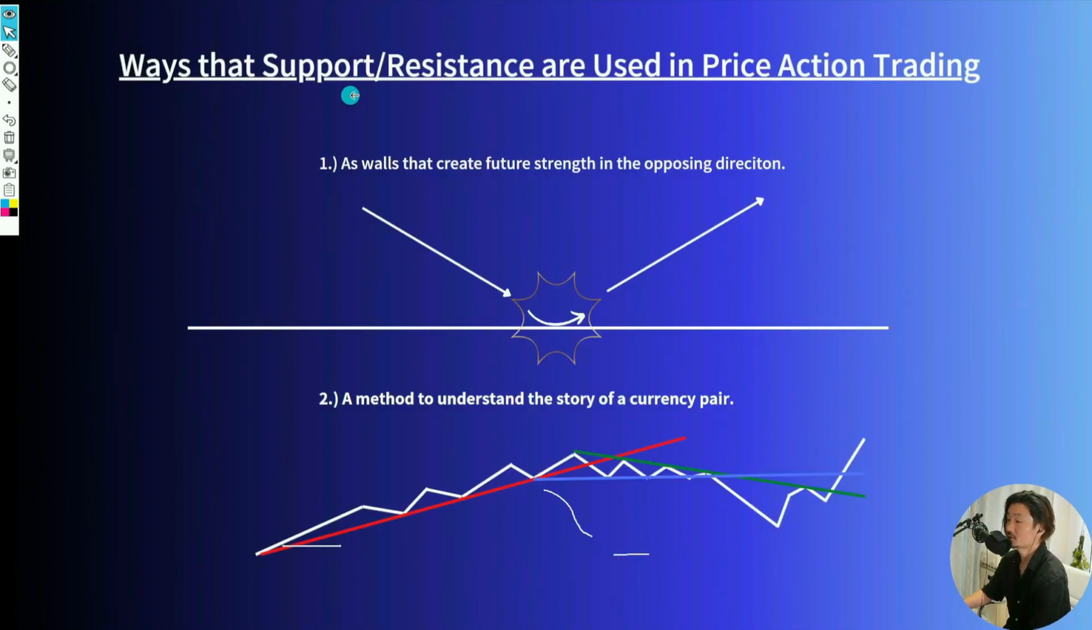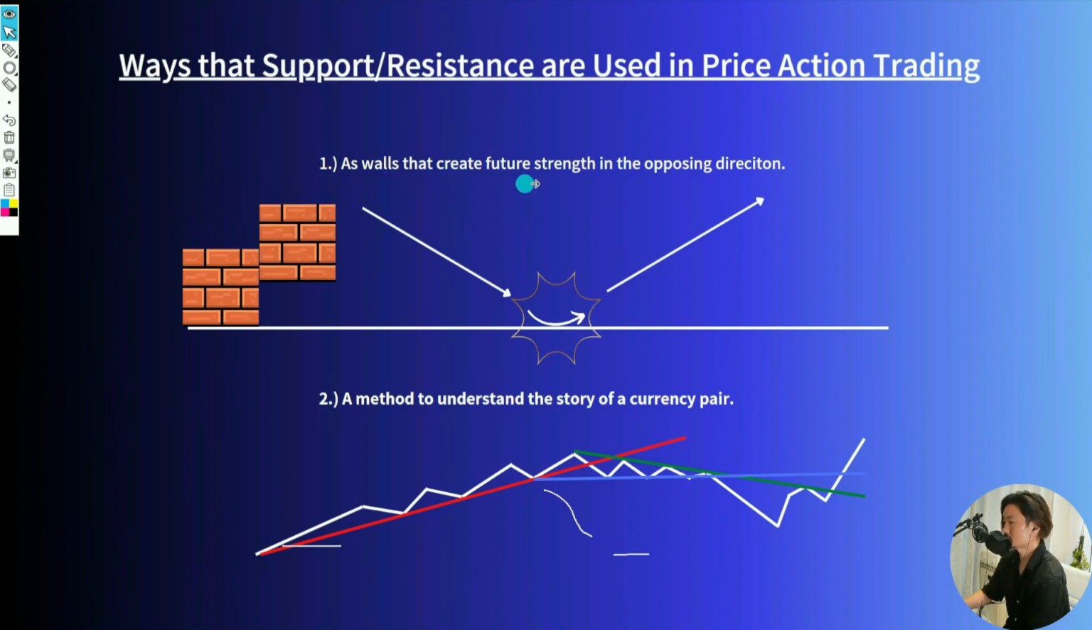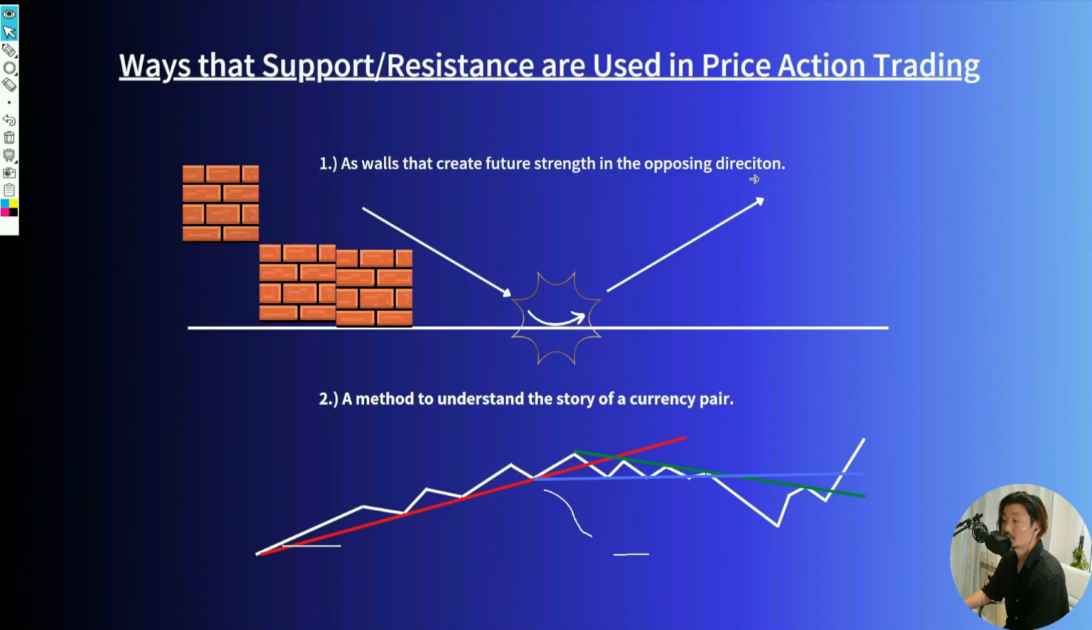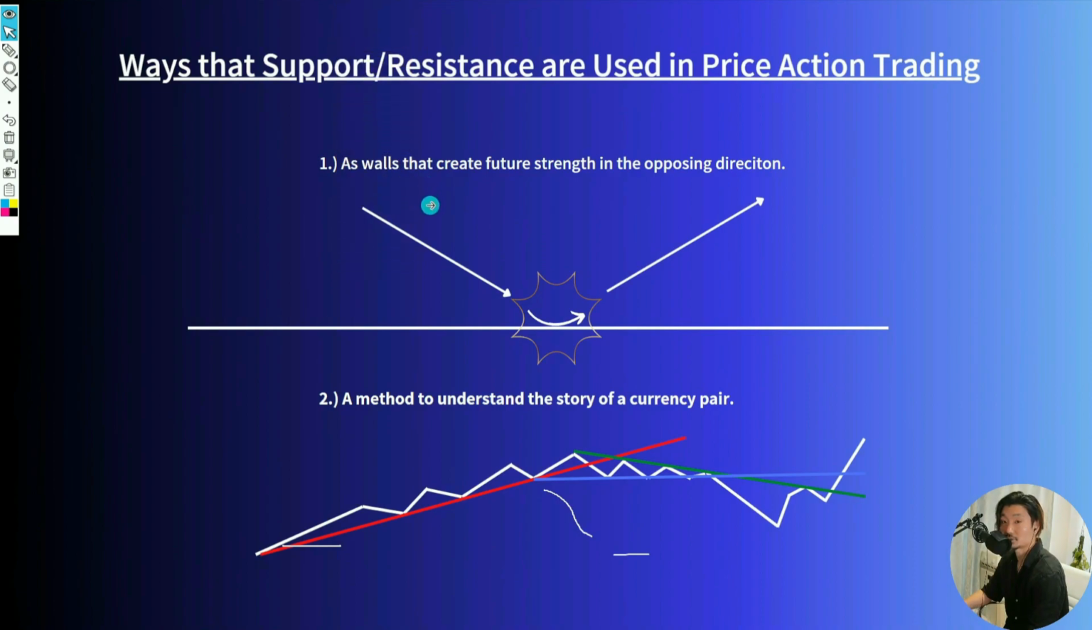All right, so ways that support and resistance are used in price action trading. Number one, they're used as walls that create future strength in the opposing direction. Okay, so that's basically what we explained up until now. But this is another way you can look at trend lines in terms of price action trading, is that they're walls that create future strength in the opposing direction. All right, so this horizontal trend line or support is acting as a wall that creates future strength in the opposing direction. Right? Every time it touches it, it's creating future strength in the opposing direction.